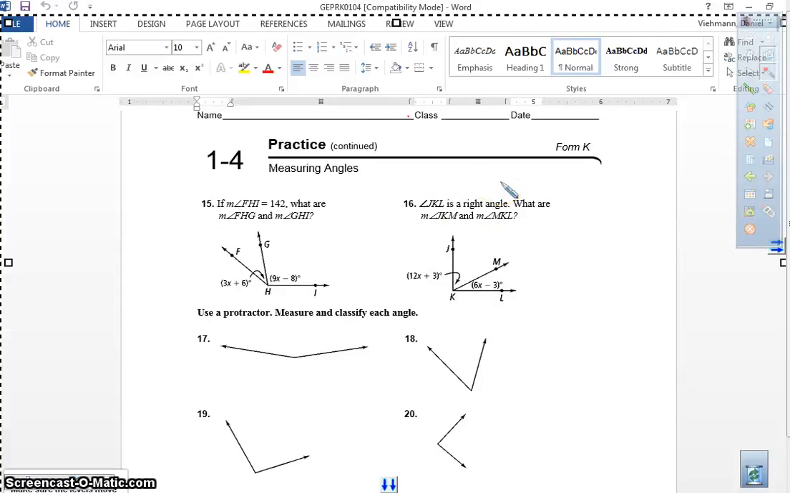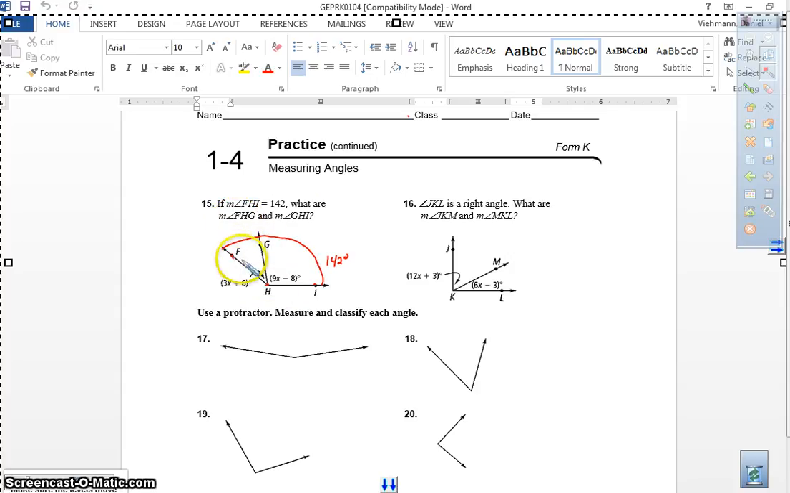All right, we will start and continue with this lesson on measuring angles, on number 15. Number 15 asks us to find the measure of angle FHI, and that equals 142. So F to H to I is which part of this diagram? The whole. It's all the way across, 142 degrees. And H is what part of this diagram? The vertex. Excellent.